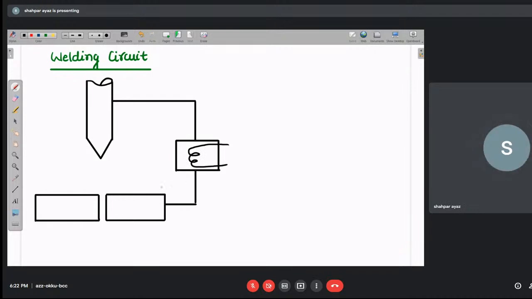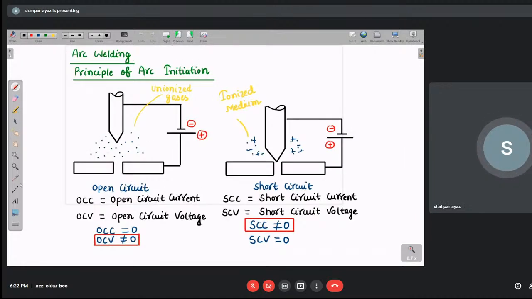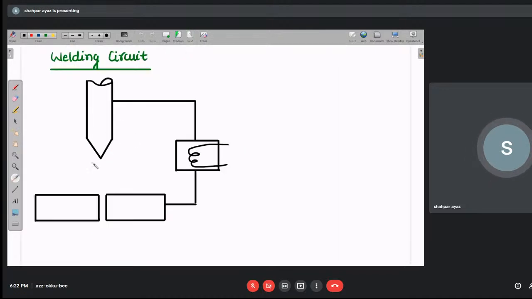So guys, now see, when you first take this electrode at this point, that is called open circuit. Next you touch the plate, that is called short circuit. Now you take the electrode apart. So now this medium gets ionized. Now the medium present is ionized.